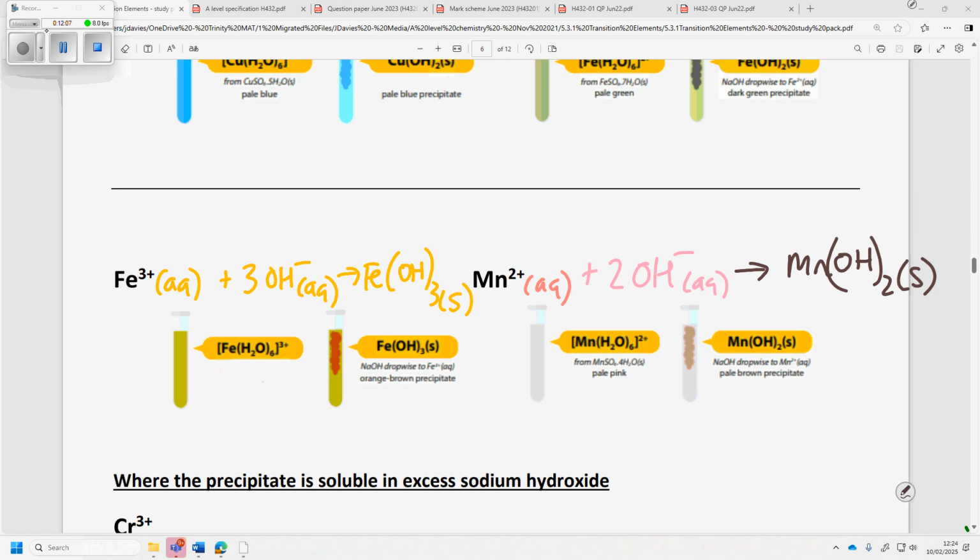Now all of these diagrams, all of these pictures of the various solutions and precipitates, are taken from the OCR sheet that states all of the things that you need to know in terms of colour. So these are really, really important. Make yourself some flashcards or whatever it is that you do, but you must learn these colours. The good thing about copper, iron 2, iron 3 and manganese is that it doesn't matter how much hydroxide you add, the precipitate is insoluble.